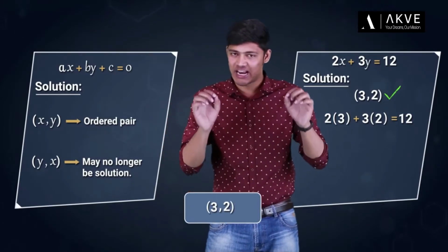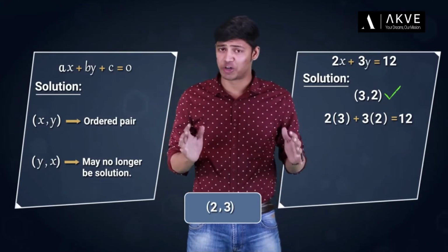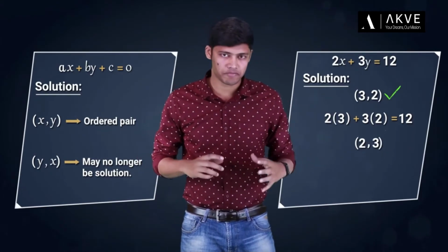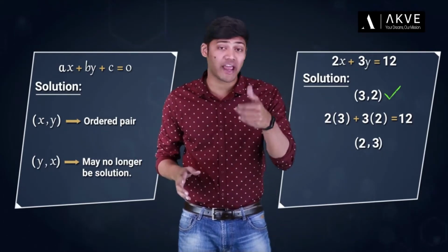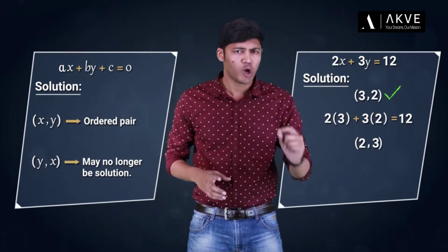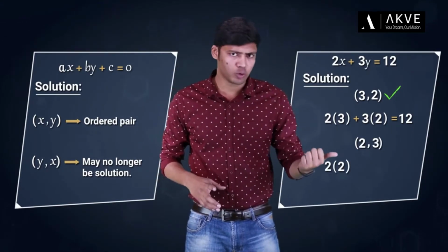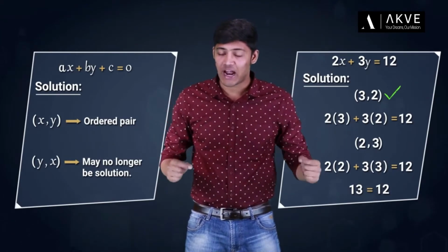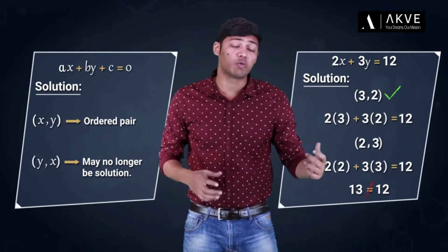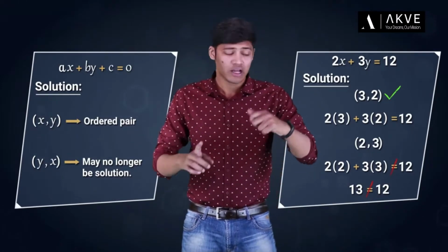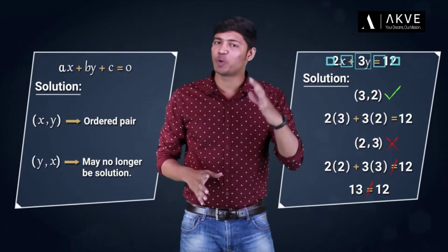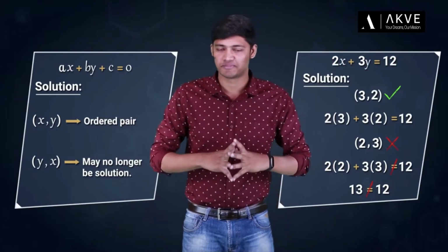Now let's change the order in this ordered pair. So the new ordered pair is (2, 3). And if we substitute the values of x and y in the equation, we get 2 multiplied by 2 plus 3 multiplied by 3, which is nothing but 13. And we know that 13 is not equal to 12, which implies that this new ordered pair does not satisfy the equation 2x plus 3y equal to 12.